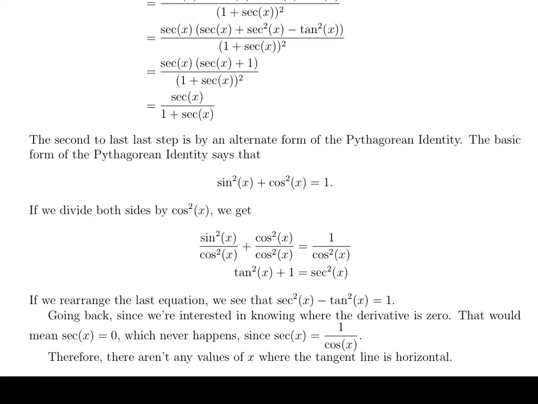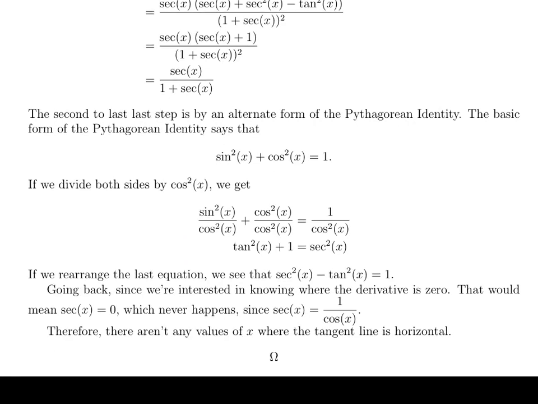The original question said, find all values of x at which the tangent line is horizontal. The reading of that question doesn't necessarily imply that there are some, so you can certainly get a problem like this where the answer is there isn't any. And that's exactly what happened here.